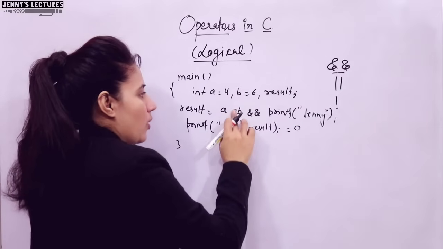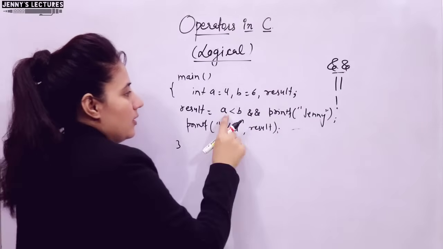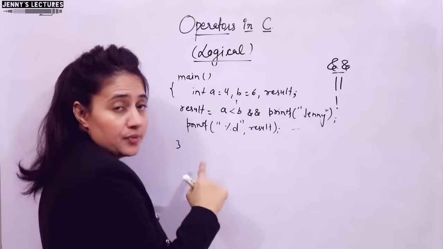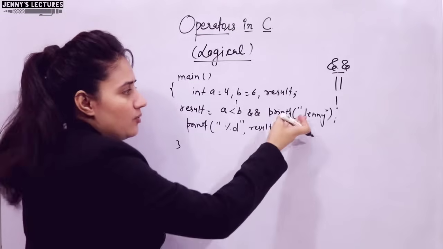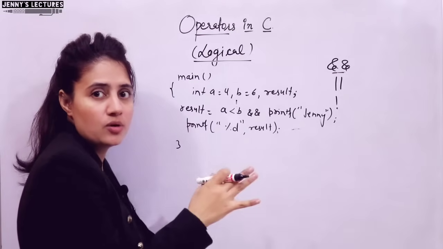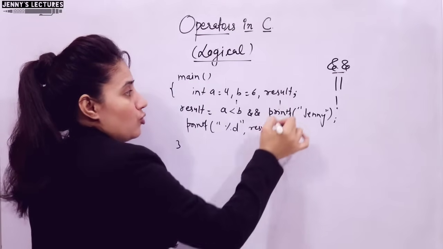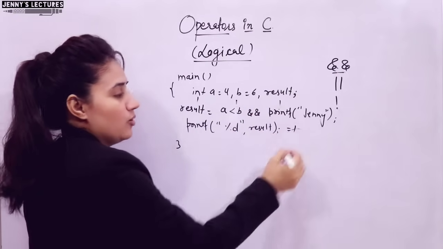Let us change this one. If I am writing here A is less than B, now, is A less than B? Yes, it is true. Then it will go to the second one. What is the second? printf Jenny. Here we do not have a 0. Other than 0 means it is true, right? So it is also 1. 1 and 1 in logical AND will give 1 to result, and it will print 1.